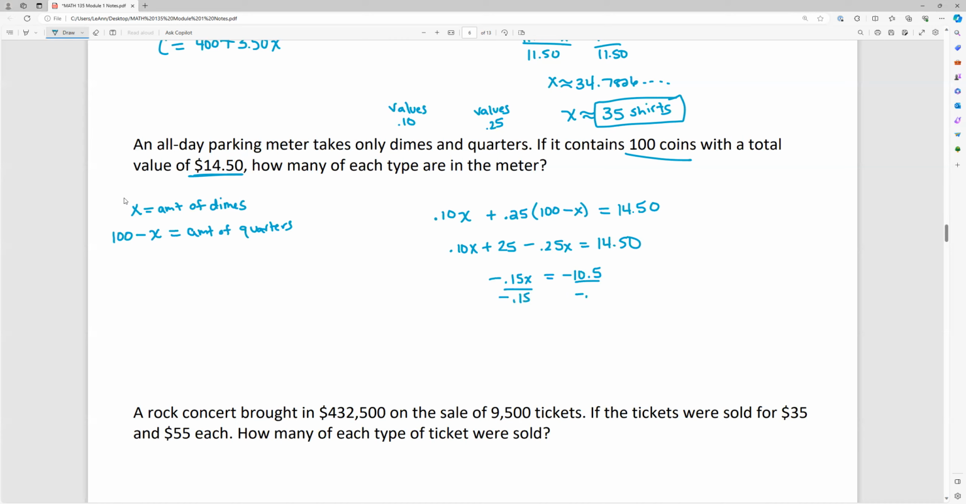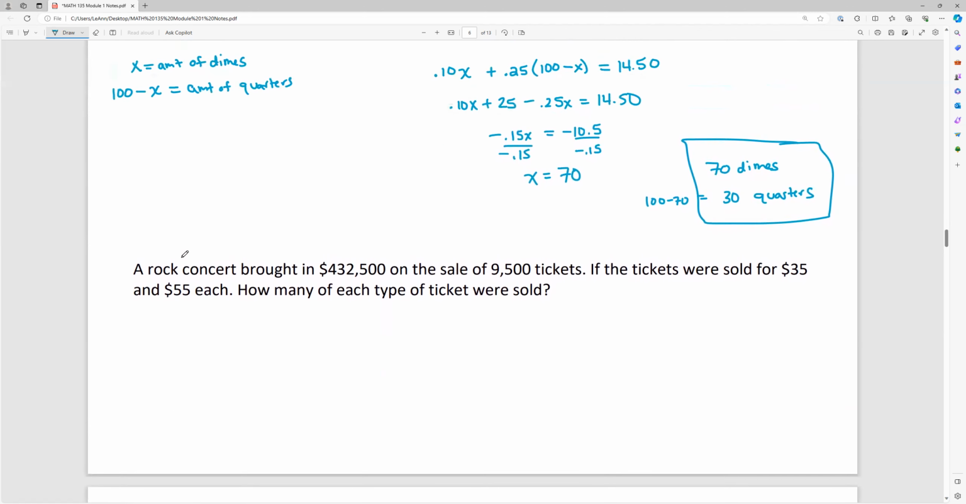So we're trying to get x by itself. Now you have a negative over negative, which is good because if we didn't, this wouldn't make sense in the context. That's going to come out positive. We shouldn't have negative numbers of coins. And that gives me 70 for x. Now, x was the number of dimes. That means we're going to have 70 dimes in that parking meter. And then 100 minus 70 means that I'm going to have 30 quarters. So this is the breakdown in that specific parking meter.